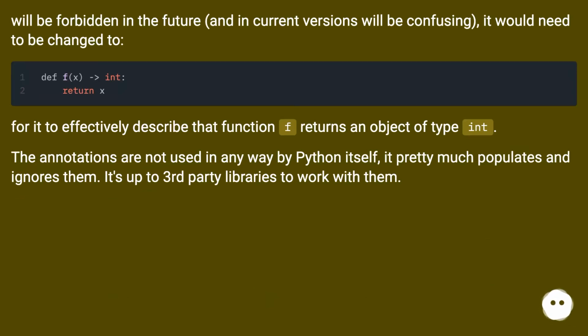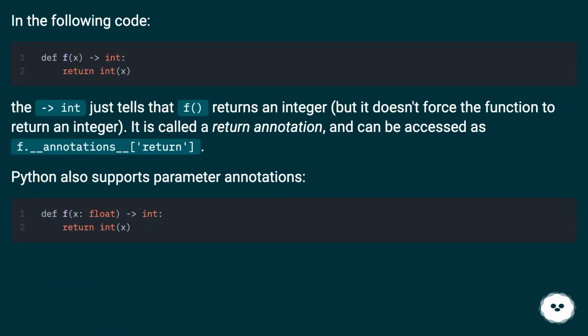The annotations are not used in any way by Python itself. It pretty much populates and ignores them. It's up to third-party libraries to work with them. In the following code, the int just tells that f returns an integer, but it doesn't force the function to return an integer. It is called a return annotation, and can be accessed as f.__annotations__['return']. Python also supports parameter annotations.